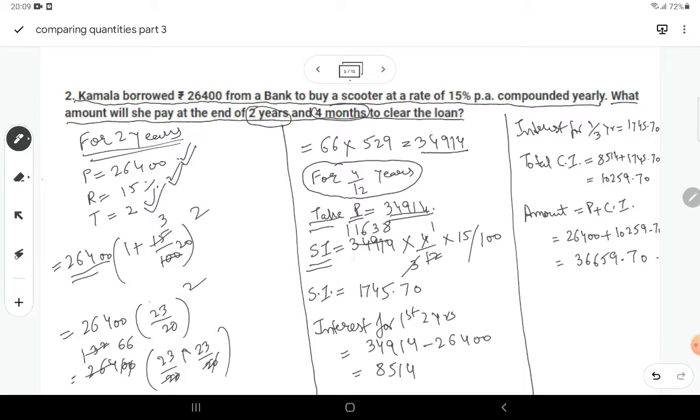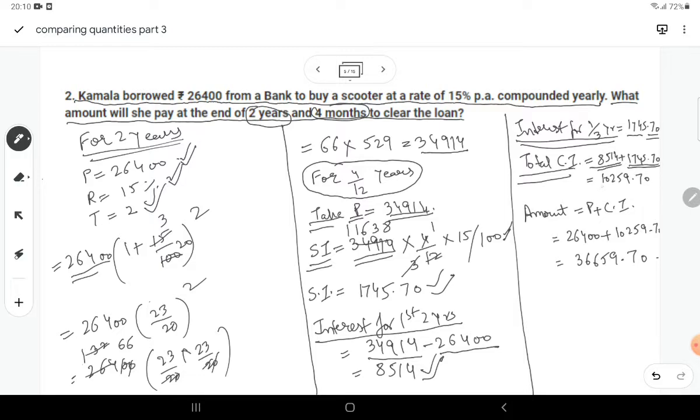We know that simple interest is equal to 34914 multiplied by 4/12 multiplied by 15 whole divided by 100, which finally gives the value as 1745.70. So the interest for the first 2 years would be 34914 minus 26400, which is 8514, and interest for 1/3 year would be the simple interest, that is 1745.70.